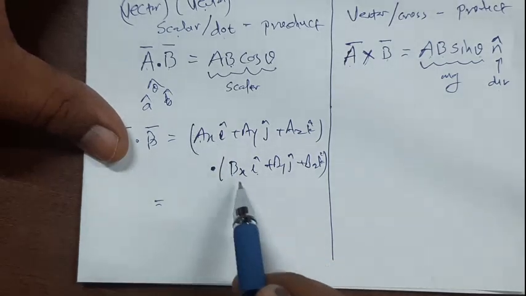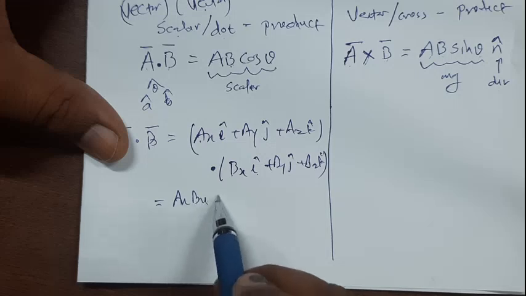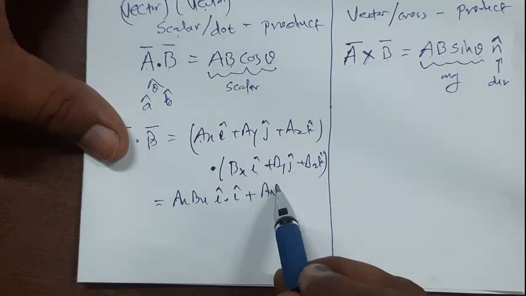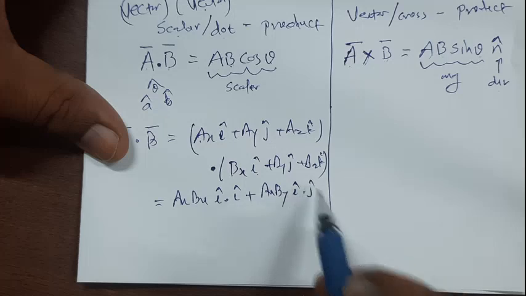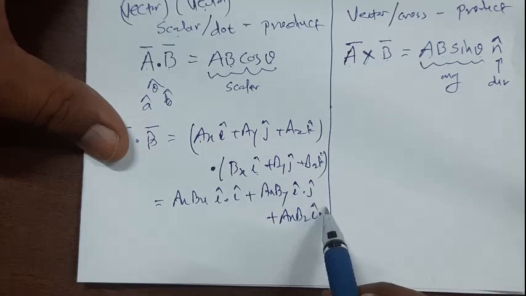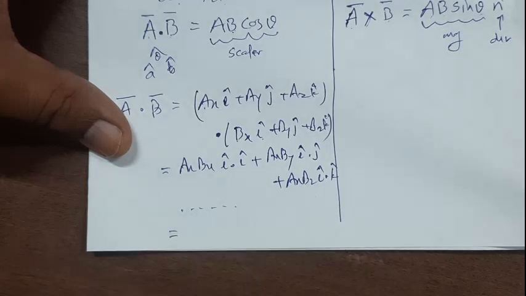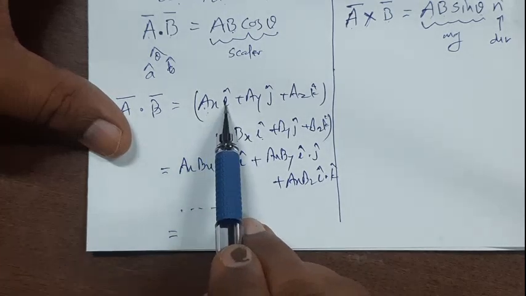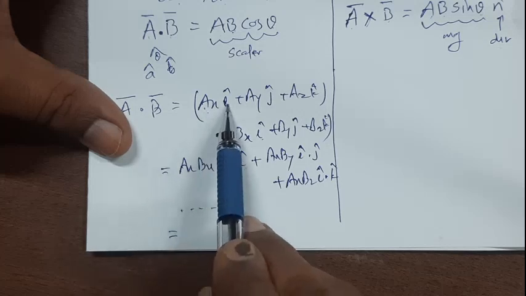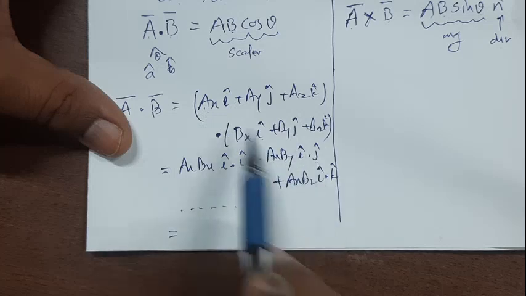But now AX and BX are only the magnitude part, and therefore I can write it is AX BX I cap dot I cap. Similarly I can write it is AX BY I cap dot J cap, plus AX BZ I cap dot K cap, and I will continue. Now as a homework part you can do this. AX I cap dot BX I cap, that is AX BX I cap dot I cap. AX I cap dot BY J cap, it is AX BY I cap dot J cap, and so on.